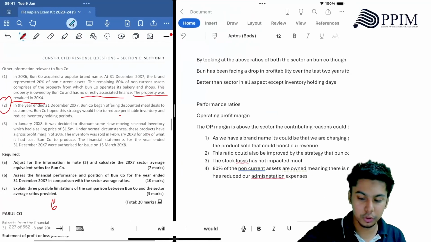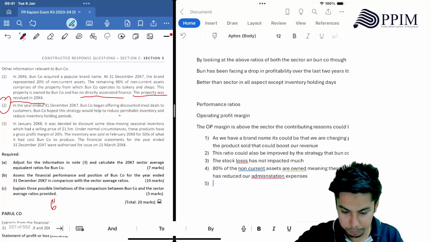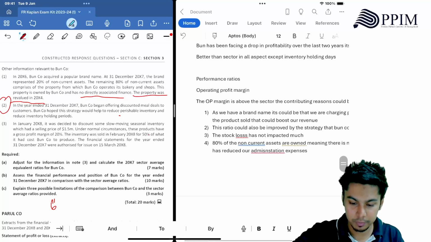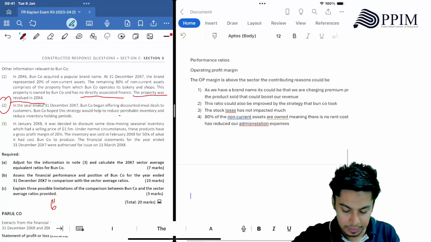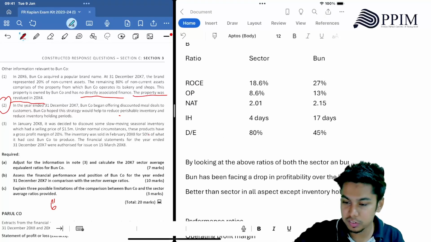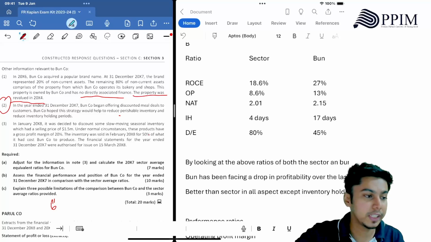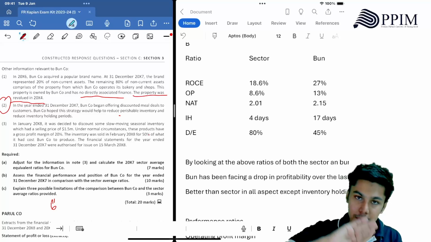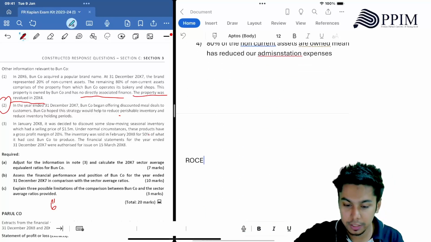Guys, now let's move on to the next ratio. The next ratio that we have is ROCE. Put the next heading over there. I want you to put the next heading for me: ROCE. Now look at this one. Their ROCE is 18.6%. Our ROCE is how much? Only 27%. So we are much better.